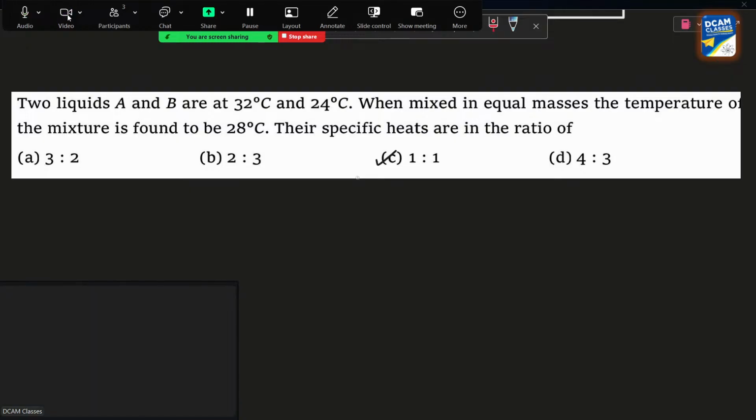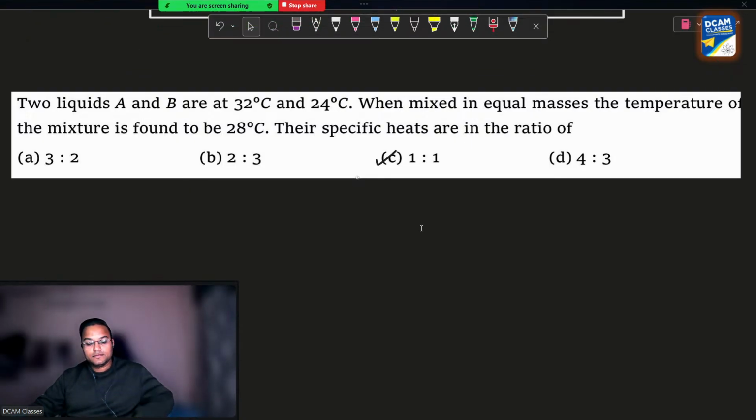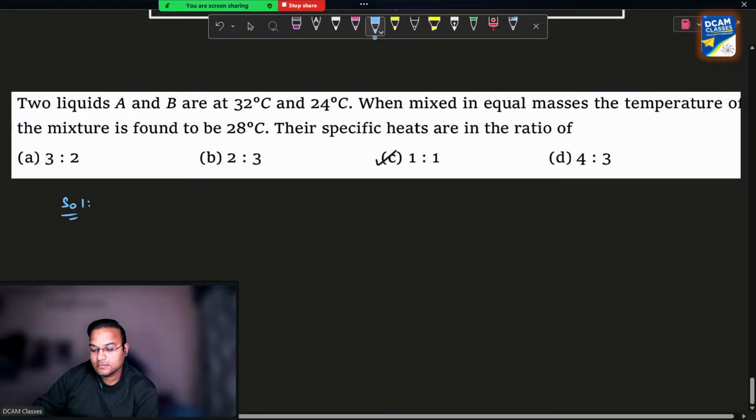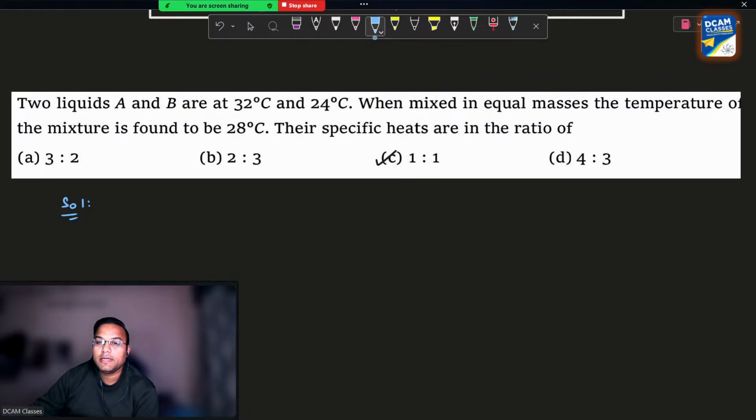What about you, Karisha? You got the answer? You want me to solve? See, let me explain for Kanishka. Two liquids A and B are at this temperature. This is liquid A and this is liquid B. This is at 32 degrees Celsius and this is at 24 degrees Celsius.